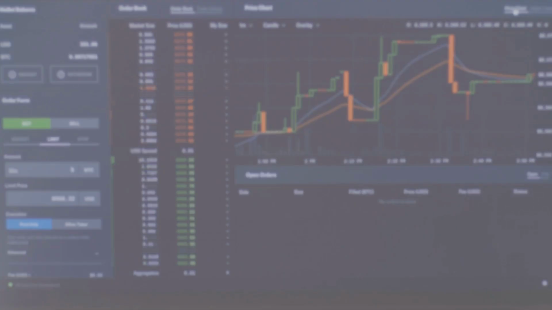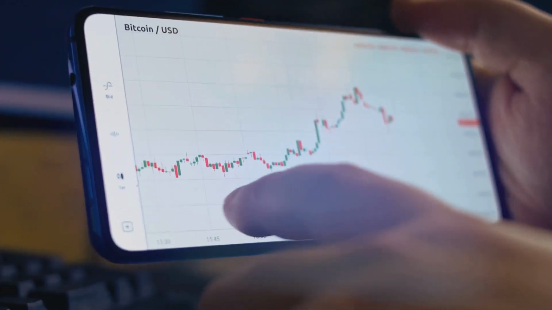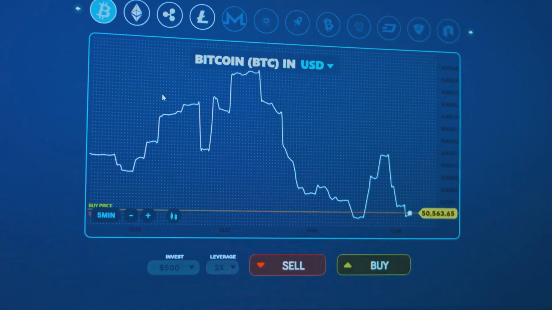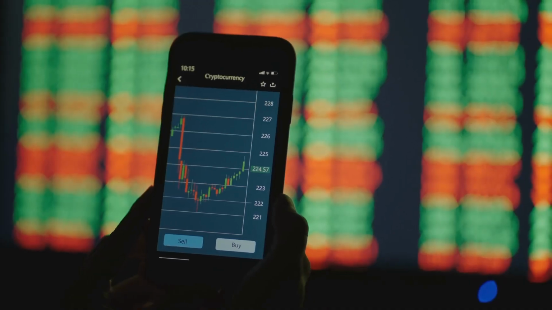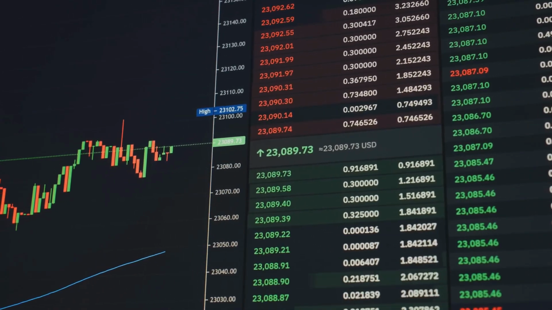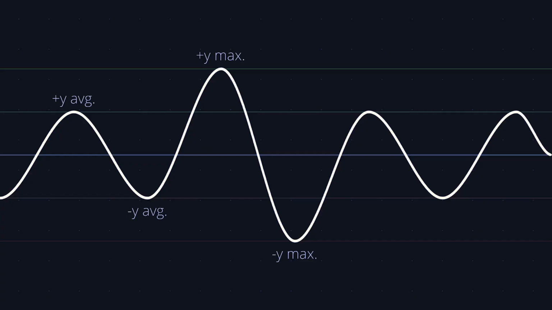The MACD has a few key components. There's the MACD line itself. This is usually the 12-period EMA minus the 26-period EMA. Then there's the signal line. This is typically a 9-period EMA of the MACD line. And finally, there's the histogram. The histogram shows the difference between the MACD line and signal line.